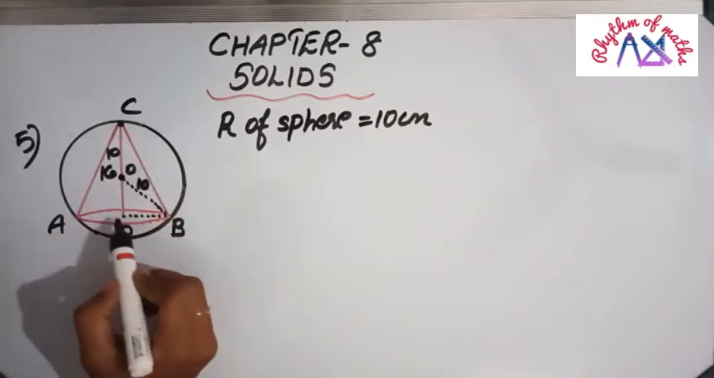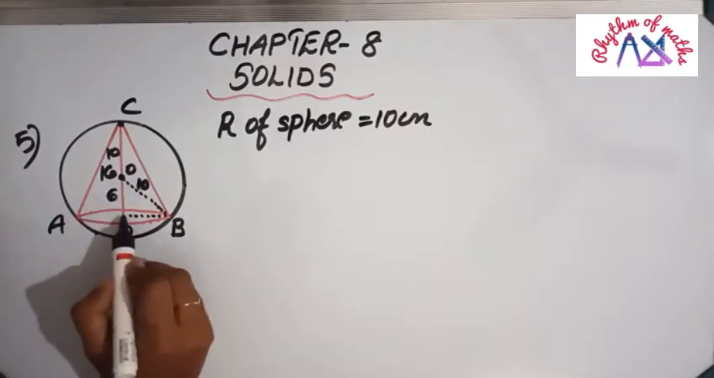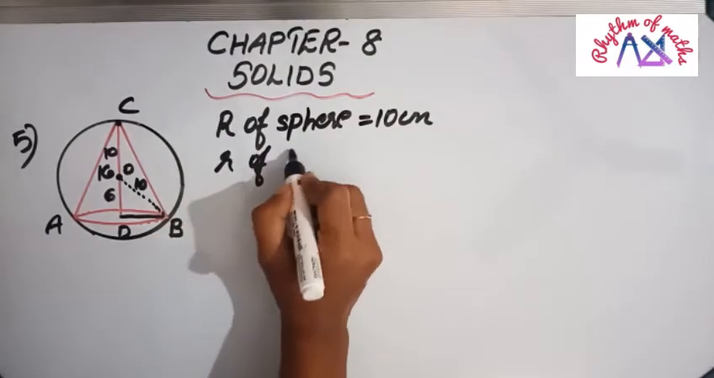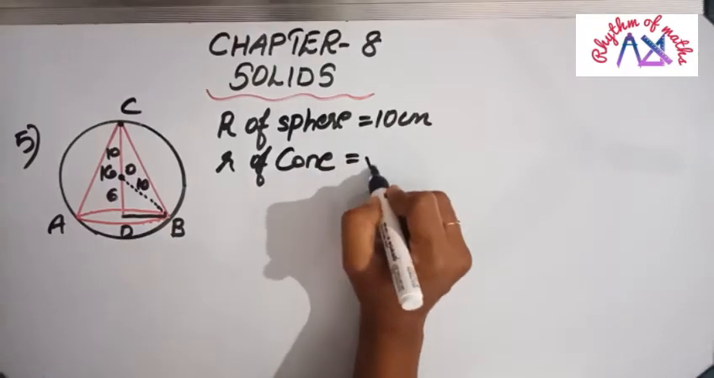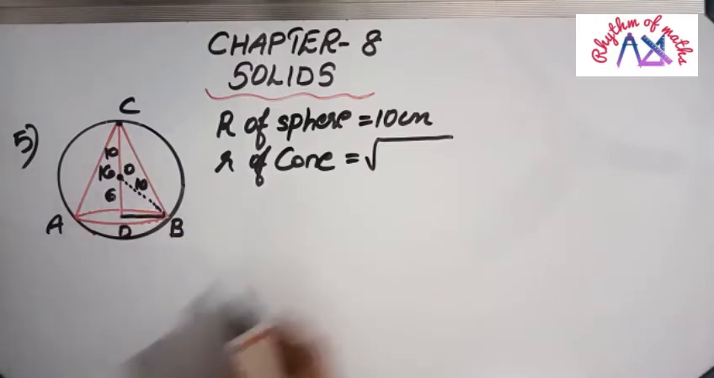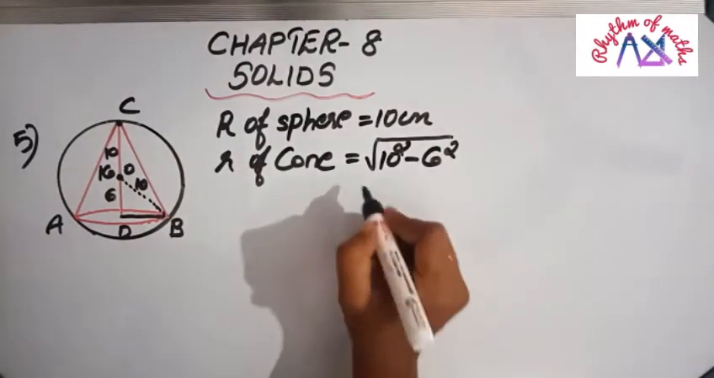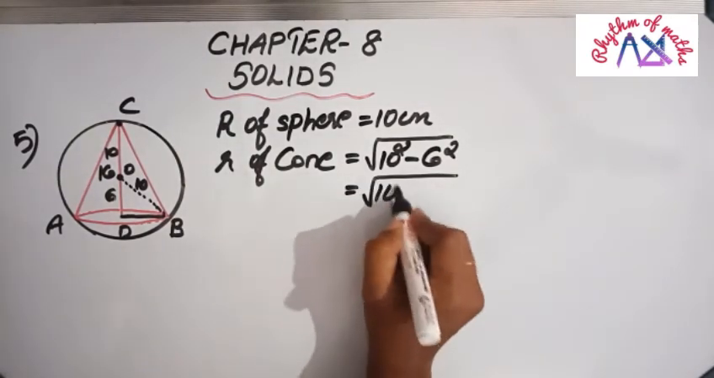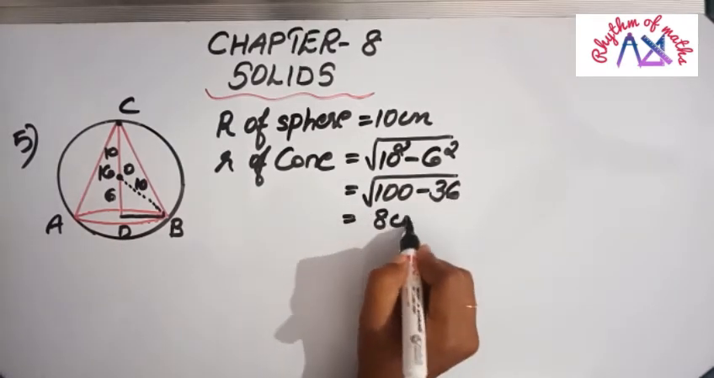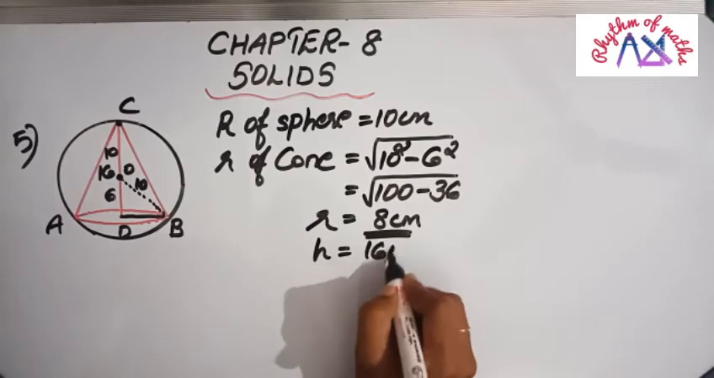Only this measurement from C to D is 16. Out of that, 10 we can cut, so the remaining is 6 here. Now this base portion, this will be what? Radius of cone. So radius of cone, by using Pythagoras theorem, is the base: hypotenuse square minus altitude square. That is 10 square minus 6 square, which equals root of 100 minus 36, that is root 64. That is 8 centimeter. So R is 8 centimeter and H is given as 16 centimeter.